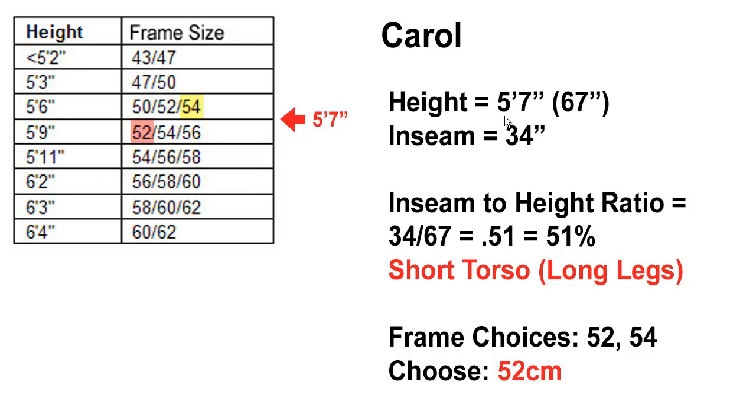Carol is 5 foot 7, which is 67 inches, with an inseam of 34 inches. Her ratio is 51%, giving her long legs or a short torso. Her height falls between two of the heights on the chart. So we have a choice between a 54 and a 52 centimeter frame. Because she has a short torso, we will pick the shorter of the two for her, which is 52 centimeters.